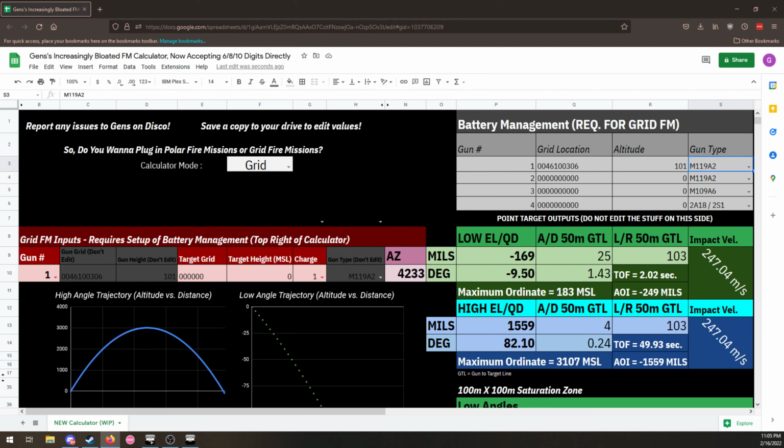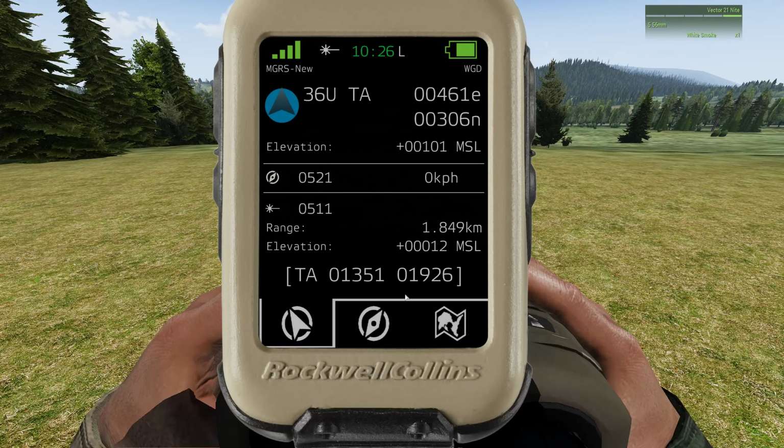We'll go ahead and plug in our actual target grid, which, since we have lased this target for direct fire, is going to be this number down here. Typically you will have this information fed to you by a forward observer because you're going to be shooting way past what you would typically be able to see by yourself, because there'll be trees or some sort of terrain feature in the way. You need someone out there to watch those rounds for you, right? So our target grid is going to be 01351, 01926, and our target elevation is going to be 12 meters above sea level.